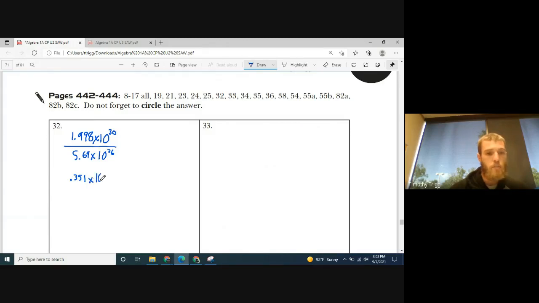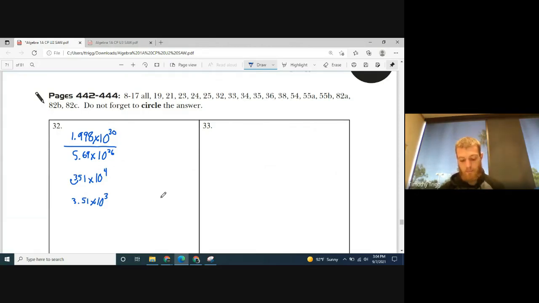times 10 to the power of, and again, you subtract these powers, so that's going to be to the power of 4. This isn't quite in scientific notation. We're going to have to move it to the right once. So that's going to be 3.51 times 10 to the third. So remember, when you move the decimal to the right, you decrease the power. We decrease the power by 1.